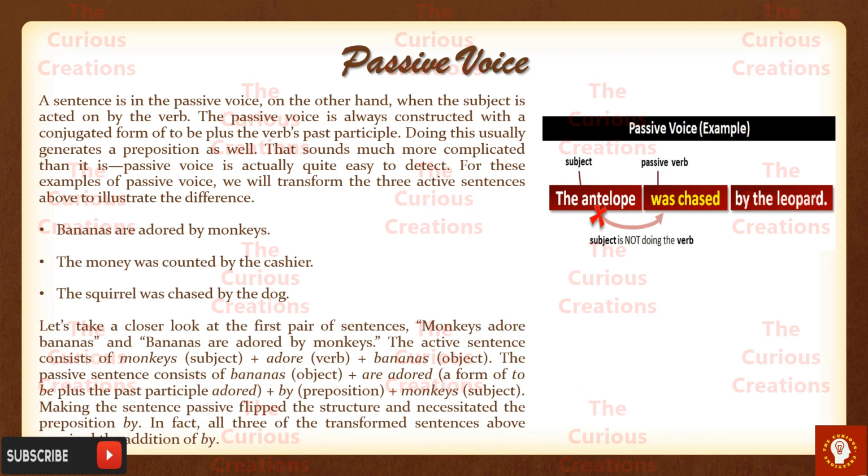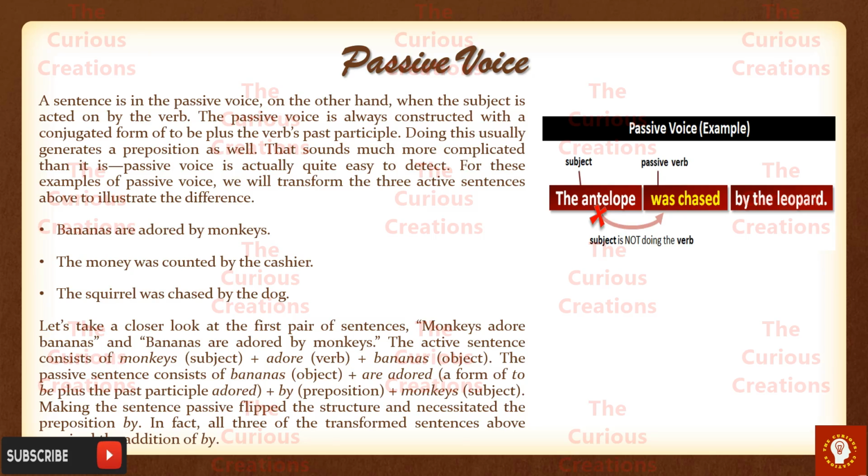A sentence is in the passive voice, on the other hand, when the subject is acted on by the verb. The passive voice is always constructed with the conjugated form of to be plus the verb's past participle. Doing this usually generates a preposition as well. That sounds much more complicated than it is. Passive voice is actually quite easy to detect. For these examples of passive voice, we will transform the 3 active sentences above to illustrate the difference. Bananas are adored by monkeys. The money was counted by the cashier. The squirrel was chased by the dog.